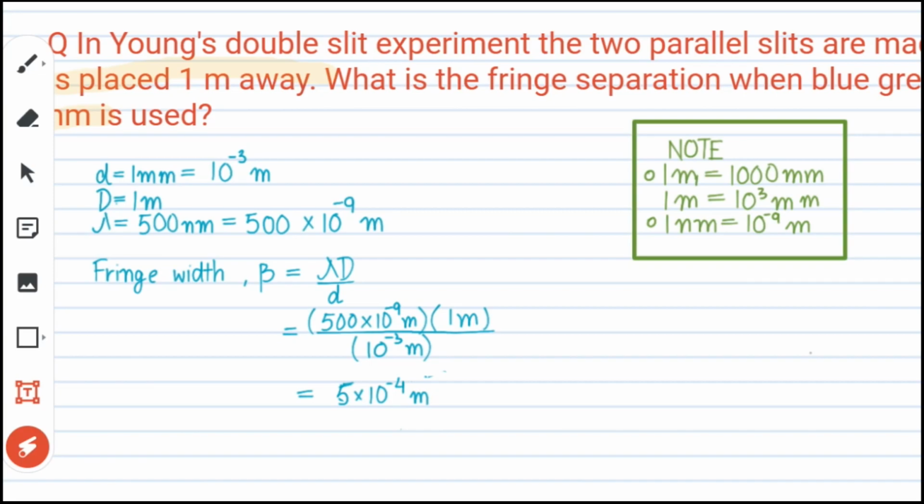And you know, 5 times 10 to the power minus 1 times 10 to the power minus 3 meter is how much? This 10 to the power minus 3 meter is millimeter. And 5 times 10 to the power minus 1 is 0.5. So I can also write 0.5 millimeter. So what is the fringe width? The fringe width equals 0.5 millimeter. Fine.